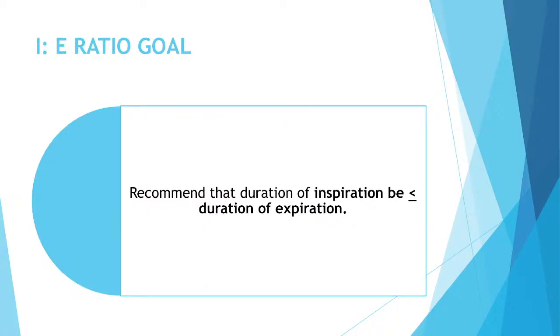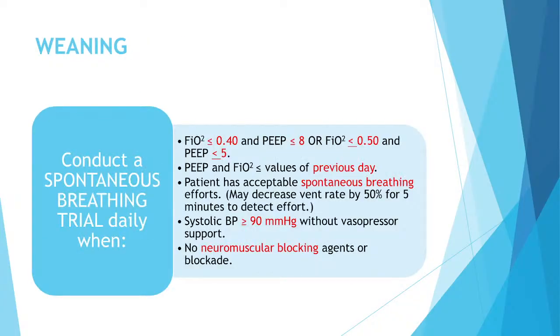I:E ratio का goal एक ही goal है, inspiration should be less than the expiration. Simple as that. Keep it very simple. Inspiration should be less than expiration. Because when you are keeping the rate of 35, imagine how much time you will get for one breath. It will be like 2 seconds, barely. So you have to just keep in mind inspiration should be less than expiration.